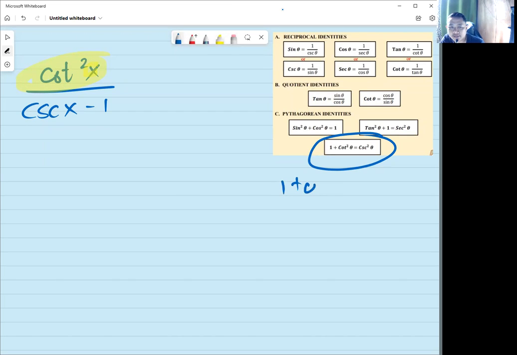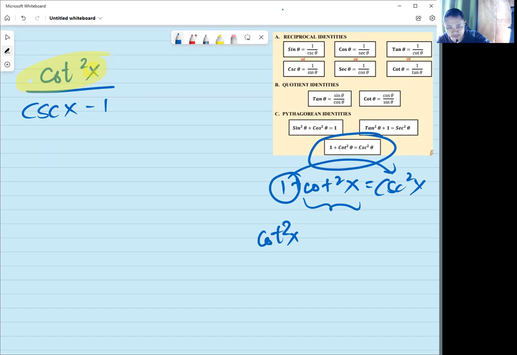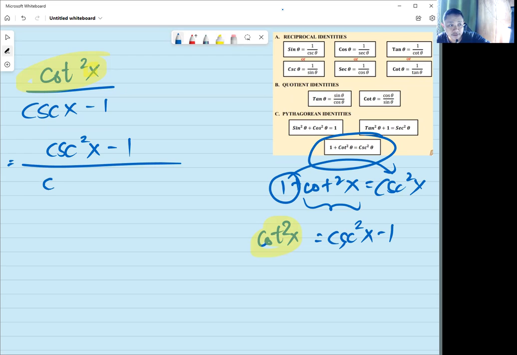So we have 1 plus cotangent squared x is equal to cosecant squared x. Okay. Kaya lang, we only need cotangent. We have plus 1, so let's transpose. So this will become cotangent squared x is equal to cosecant squared x minus 1. So ito yung ipapalit natin doon as suggested by our classmates. Okay, let's do that. So this will become cosecant squared x minus 1 over cosecant x minus 1.